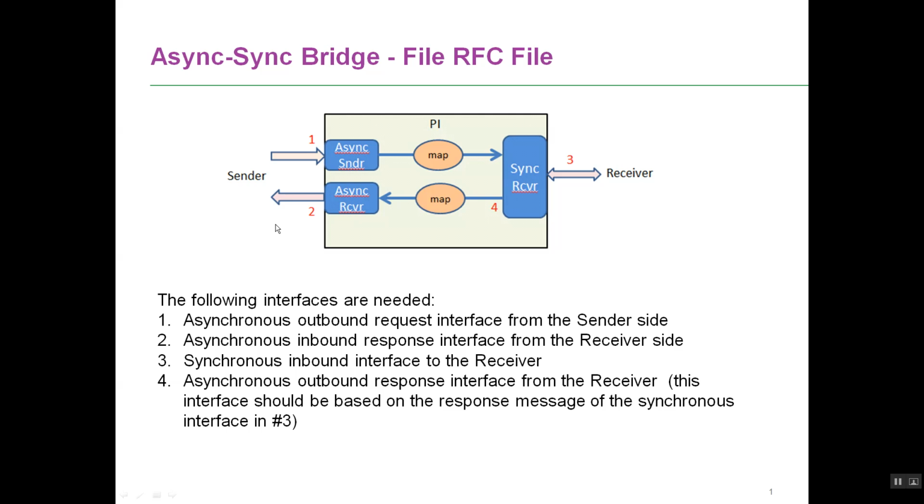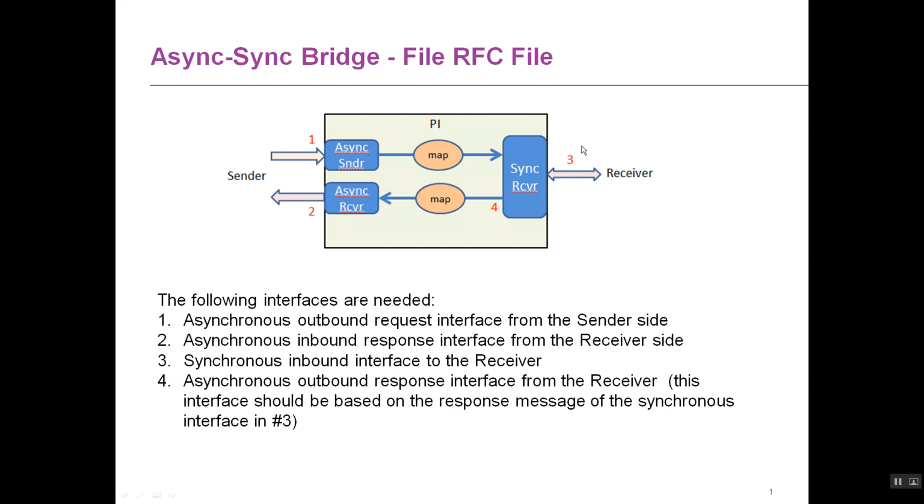Unlike the previous scenario where the enterprise service repository was very straightforward, like a synchronous scenario, here it is much more complicated. You will now need to define 4 interfaces. The following 4 interfaces are needed. The first is the asynchronous outbound service interface request, corresponding to the request message. The second is the asynchronous inbound response interface, so this will contain the response message type.